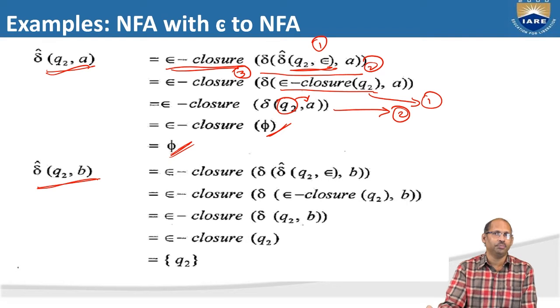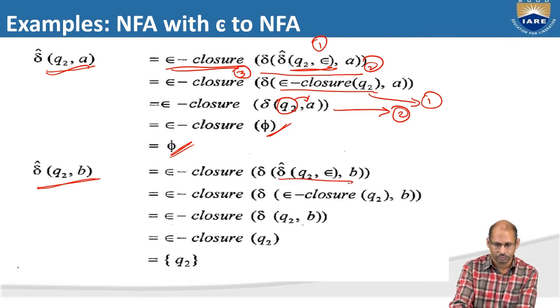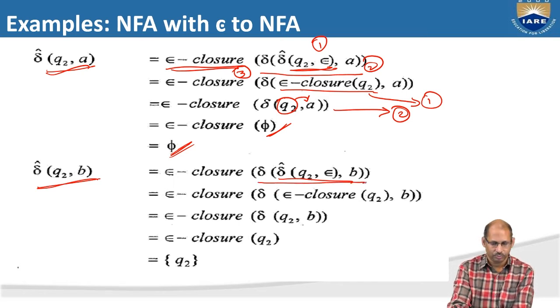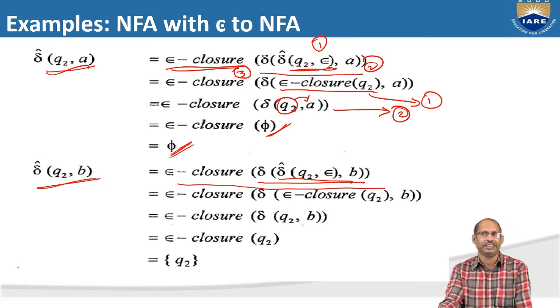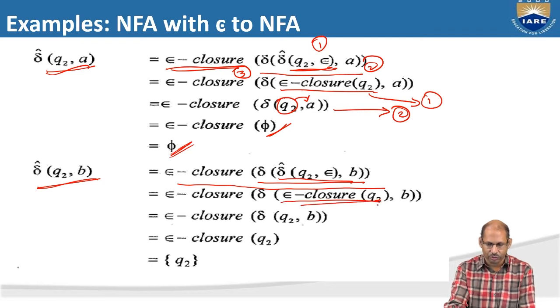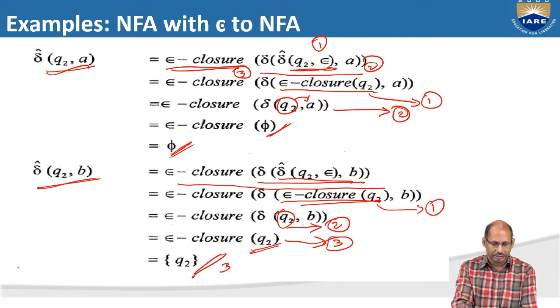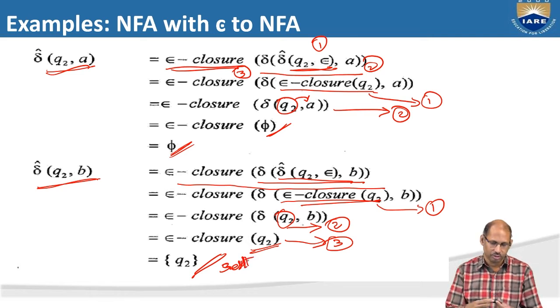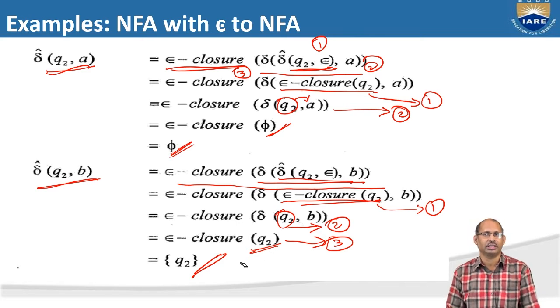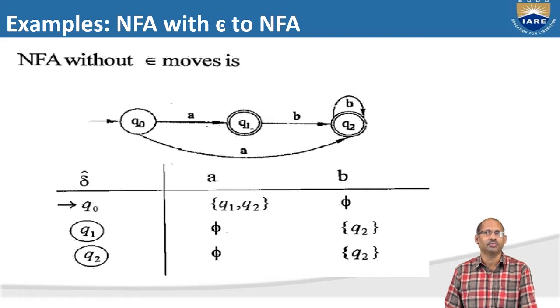Then Q2 on B. First step, Q2 on epsilon; second step, applying the symbol B; third step, epsilon closure of the resultant states. The epsilon closure of Q2 is simply Q2. Then applying on B is the second step. Q2 on B gives Q2. Then finding the epsilon closure is the third step. So the final result of this three step process is that Q2 on B is simply Q2. Right?